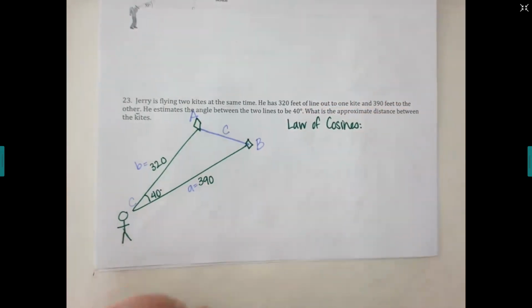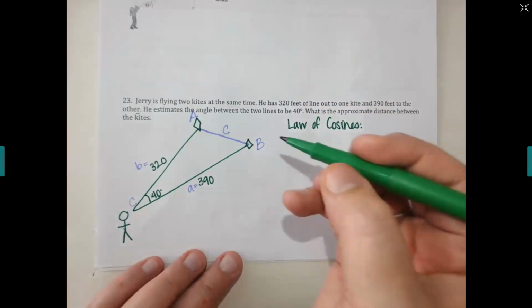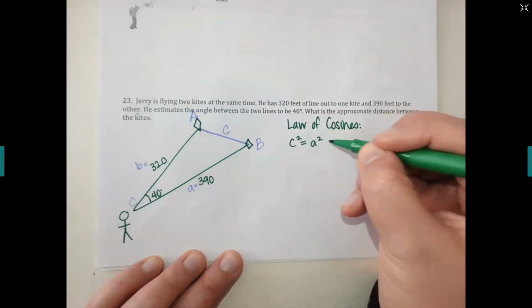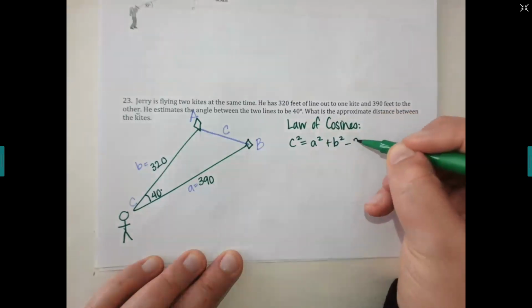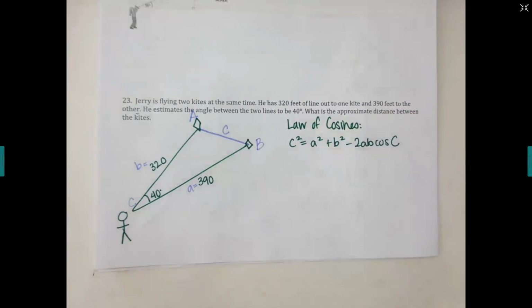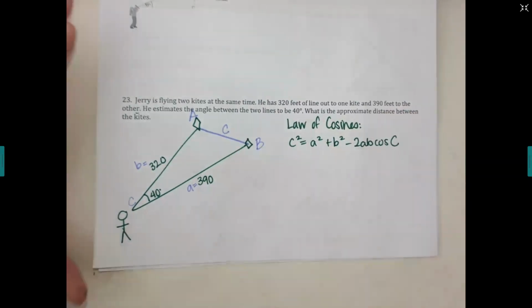Okay, and then I'll go ahead and give you the formula. You should have it in your notes, but remember, you always want to start with the letter that you're solving for. So in this case, it would be c squared equals a squared plus b squared minus 2ab cosine C. And then you'll take this stuff, plug it in, and solve.